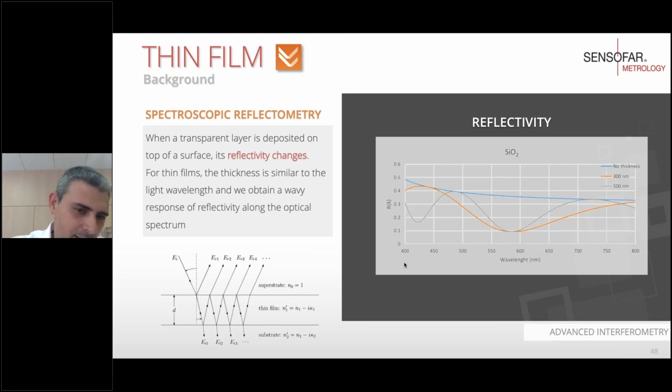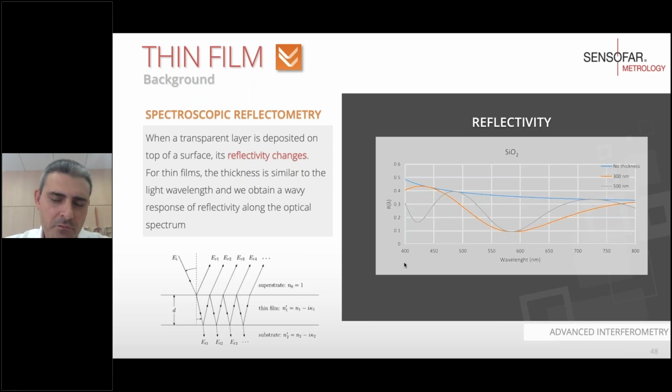So all those reflections from the top carry phase information because of the travel time inside the transparent material. Those phase differences sum up and interfere, and that interference changes its state depending on the properties of the layer. The picture we see here, reflectivity of a silicon oxide, is a very good one to explain that effect by changing the thickness of this transparent material. The substrate in that case was bare silicon.